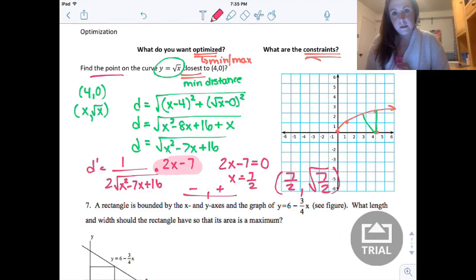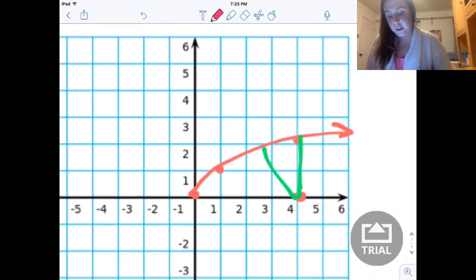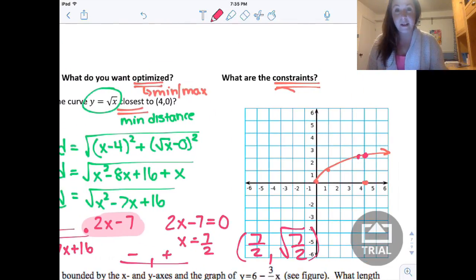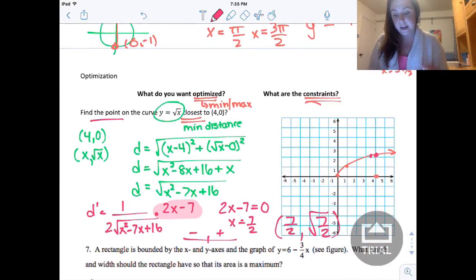So what that means is that the closest that I get to this point is not this point, which is what most people would think, but it's actually at about 3.5. That point is actually closer than the one directly to there. And again, mine's not drawn perfectly, but that's the idea.